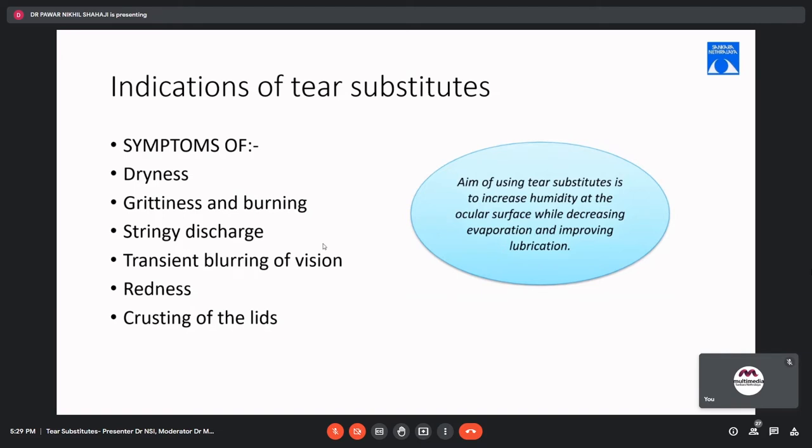Yeah. So indications of tear substitutes: symptoms such as dryness, grittiness, stingy discharge, transient blurring of vision, redness, gluing of the lids. So the aim of using tear substitute is to increase... What are the common indications of giving artificial tears? This is one of the most commonly used or abused drugs. Can anybody tell me 3 or 4 indications which are correct, not just to send away the patient, but the indications that you would want to give? Anybody? 3 or 4 conditions where you will have to give?